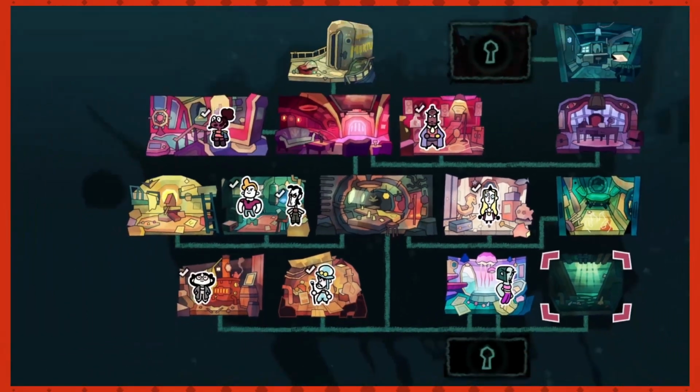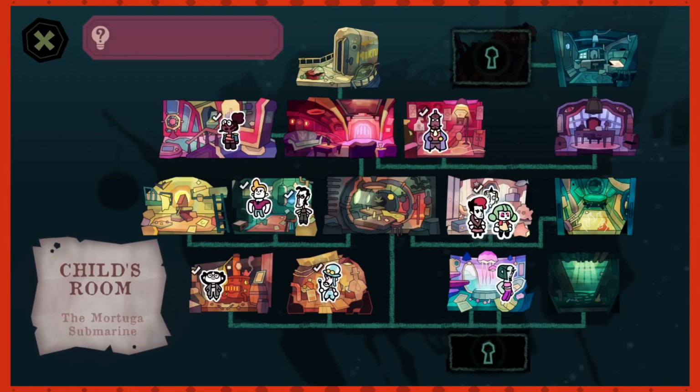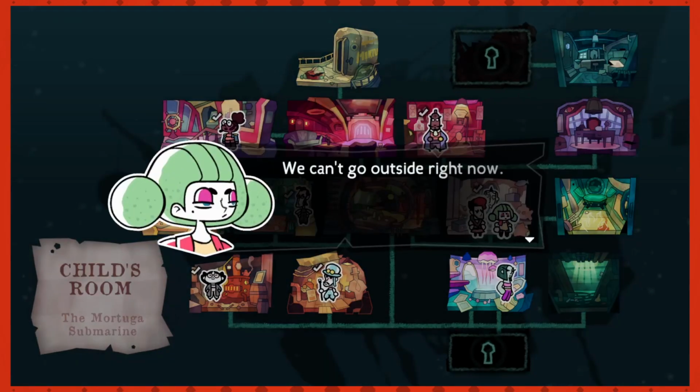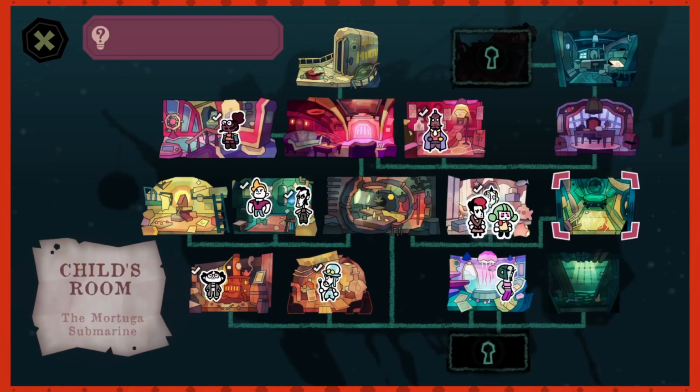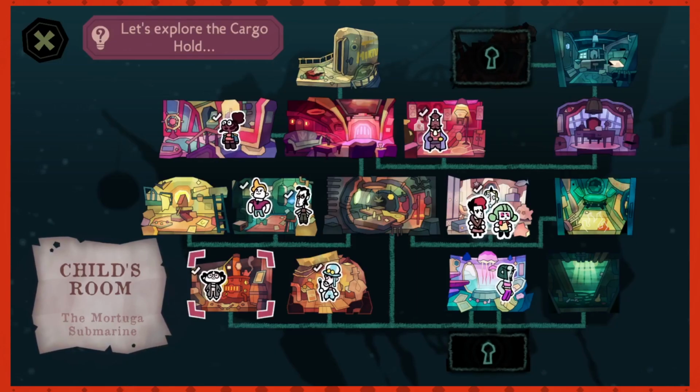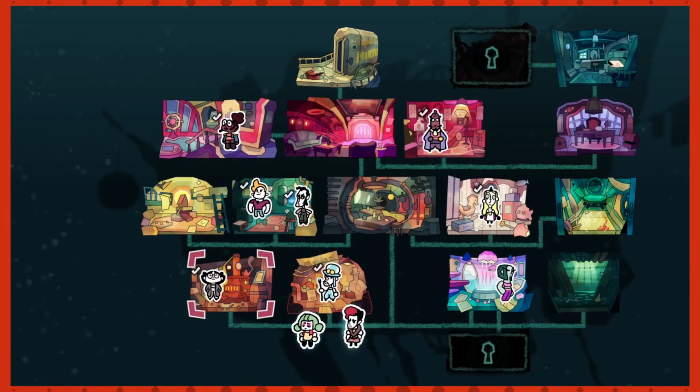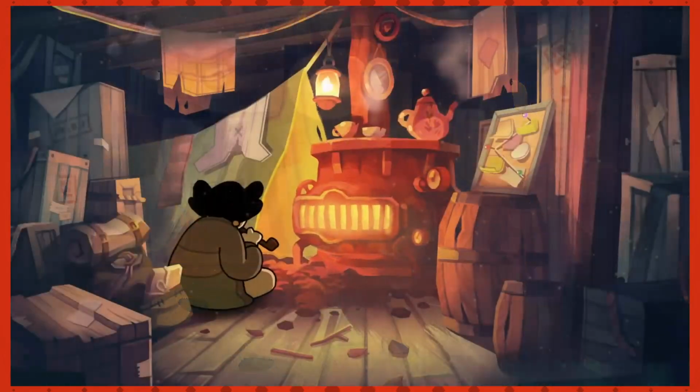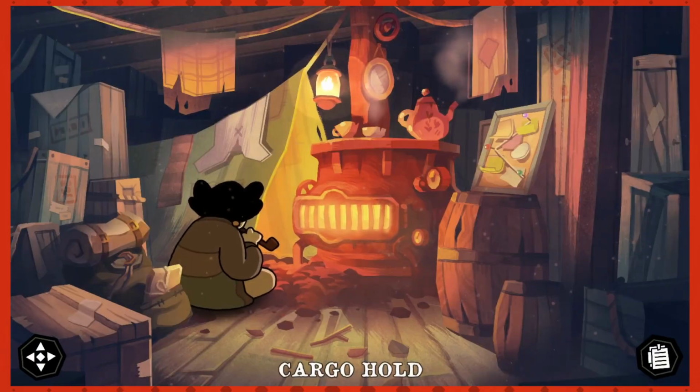Okay, so now we have a problem. The only one I haven't done any suspicions on is Tadpole. We can't get in there right now. We can't go outside right now. Oh, that's outside, right. Let's explore the cargo hold. Okay, the cargo hold. Wait, is this the cargo hold? I can't remember the names of the rooms. It is. Okay, so there's something in here we're missing.